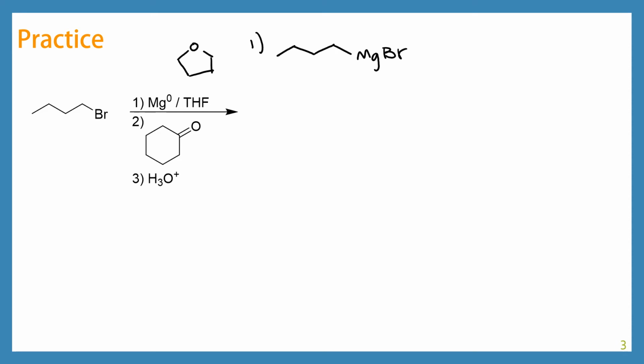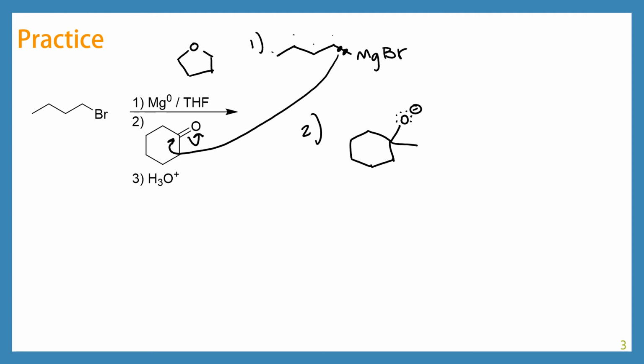Now in step 2, we're adding in cyclohexanone. So the Grignard reagent is going to be attacking our carbonyl carbon. So let's go ahead and just draw out our product, but we're going to keep in mind that we're not going to lose this oxygen. It's going to turn into a singly bonded oxygen with a negative charge. And then we have to add on 1, 2, 3, 4 carbons.